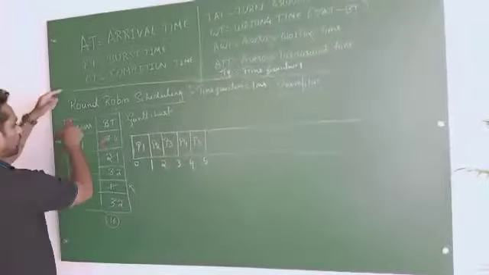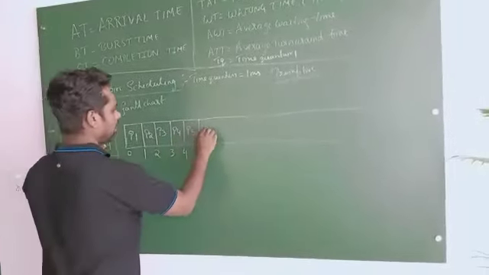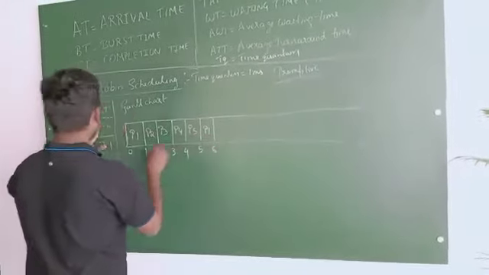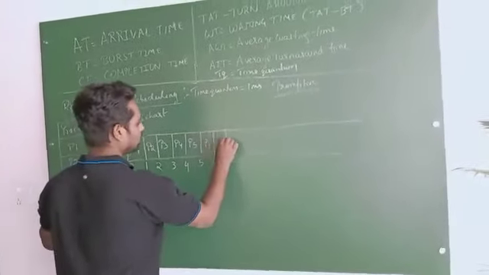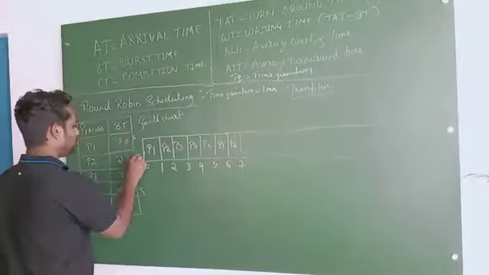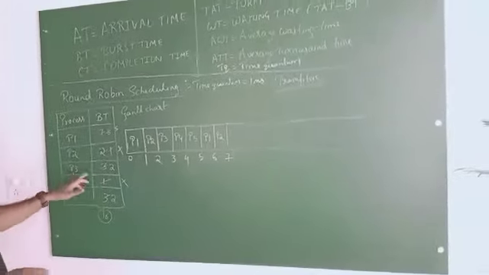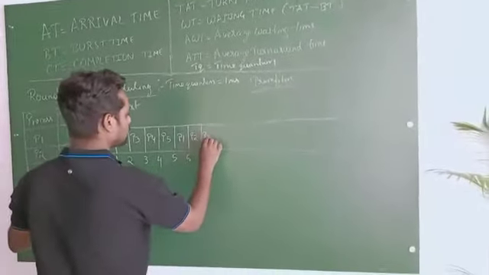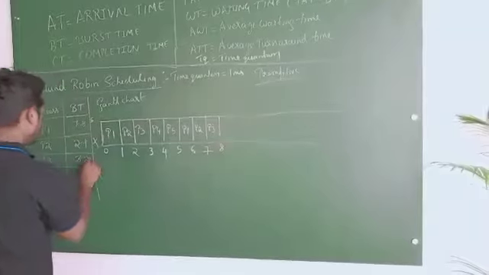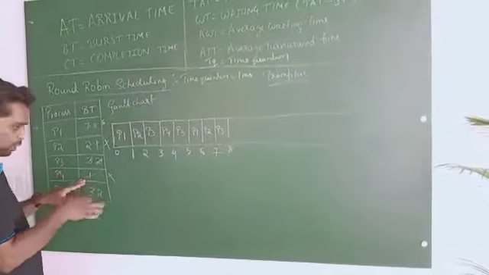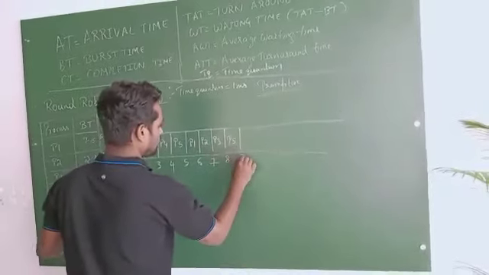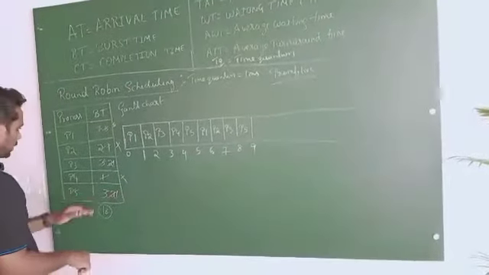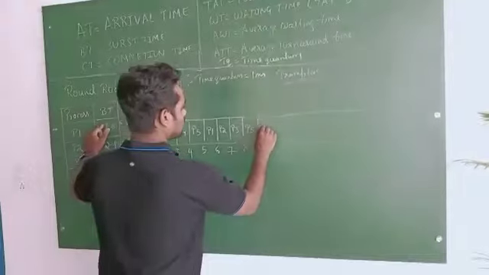Again, see round robin: it comes back to the first process. P1 executes for 1 second. It becomes 5 remaining. Again P2 executes for 1 second and is completed. Next P3 executes for 1 second, remaining 1. P4 is completed already, so next it goes to P5, which executes 1 second. Remaining is 1. Again it comes to the P1 process.